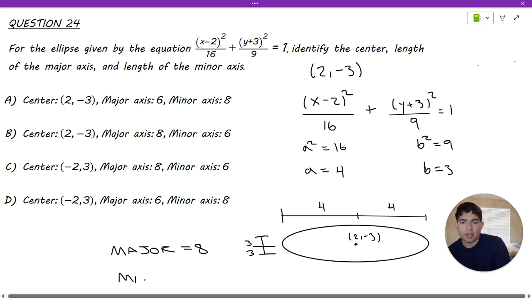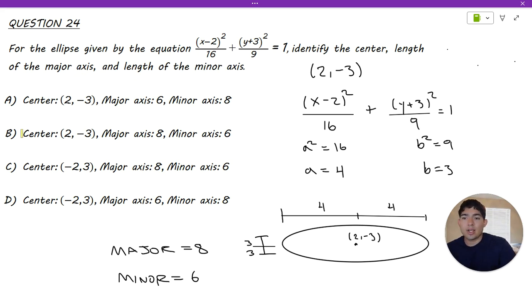That's going to give us a length for the minor axis equal to 6. So if we take a look at our multiple choice, the answer is going to be B. So just a quick recap, because this is the first problem.